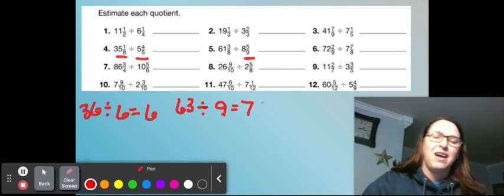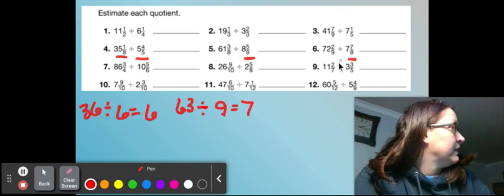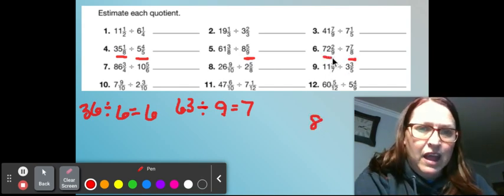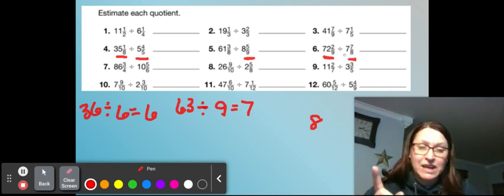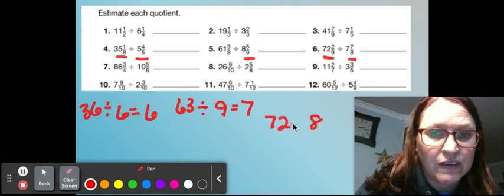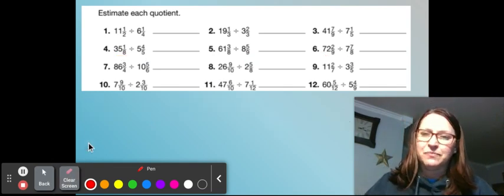Good job. Let's look at number 6. Look at my smaller one first. So 7 and 7/8 would give me 8. And what does 8 go into that's close to 72 and 2/9? Well, I know 8 times 9 is 72. So I'm going to say 72. So 72 divided by 8 equals 9. Perfect. We're halfway through this slide.